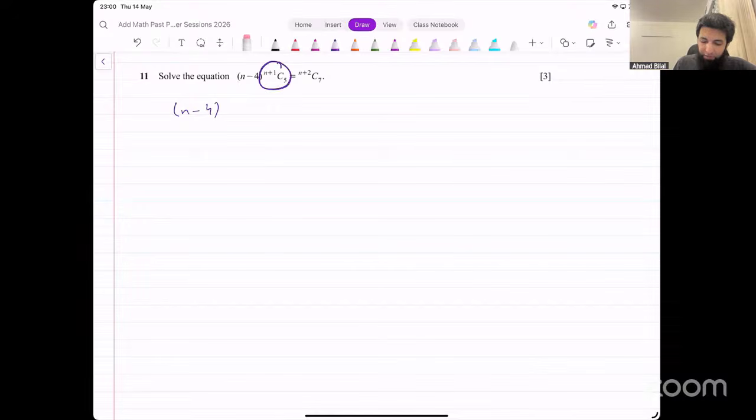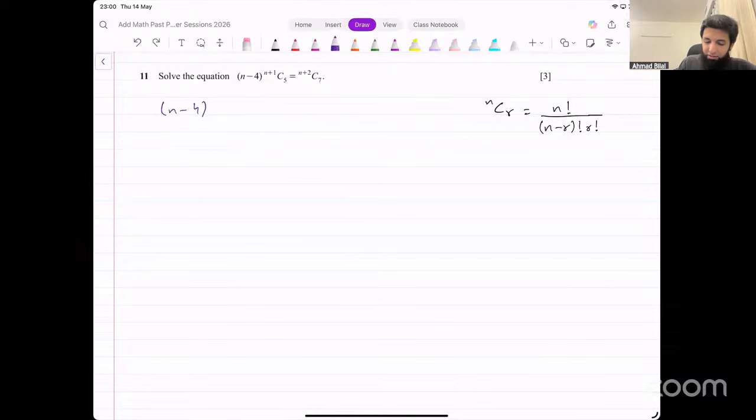N plus 1 C5 equals n plus 2 C7. Now remember the formula for this? NCR, what is that equal to? N factorial divided by n minus r whole factorial into r factorial. Right? That's what this formula is. Let's input values.